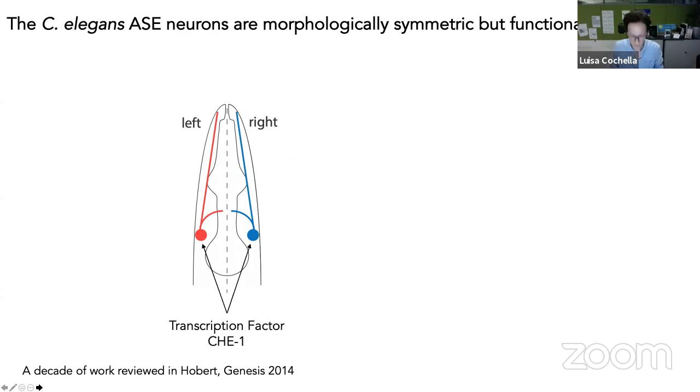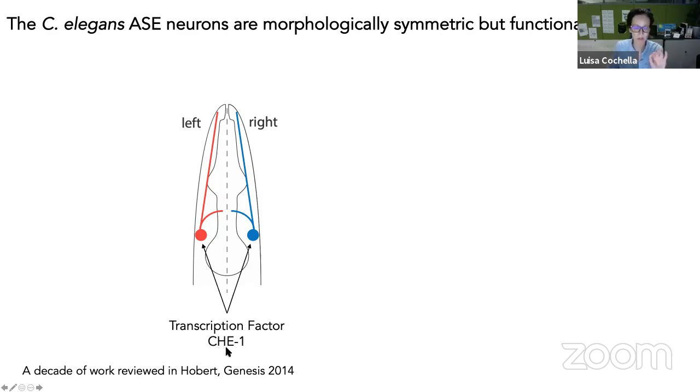the system in which we started studying this question, and the system that I will describe now in more detail, is a pair of sensory neurons in the head of C. elegans. The C. elegans nervous system is largely bilaterally symmetric, and most neuron types exist in pairs, a left and a right pair that share similar properties. These two chemosensory neurons that we're going to be talking about are called ASE. They are anterior sensory neuron E, and they share many morphological symmetries, and they are also the only two cells out of the whole animal that express the transcription factor che-1.